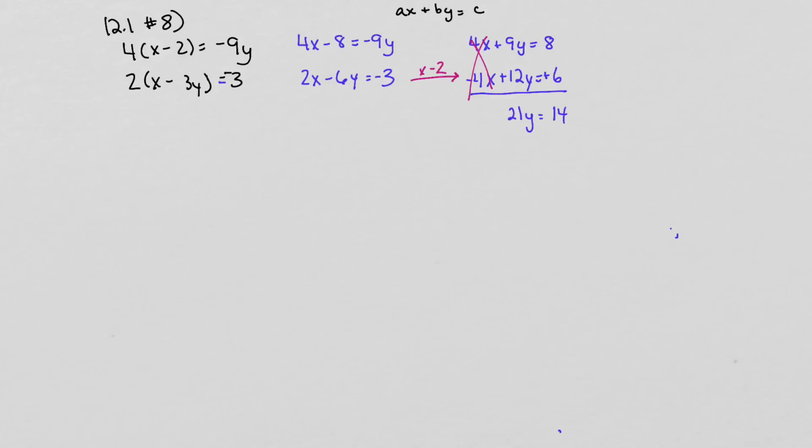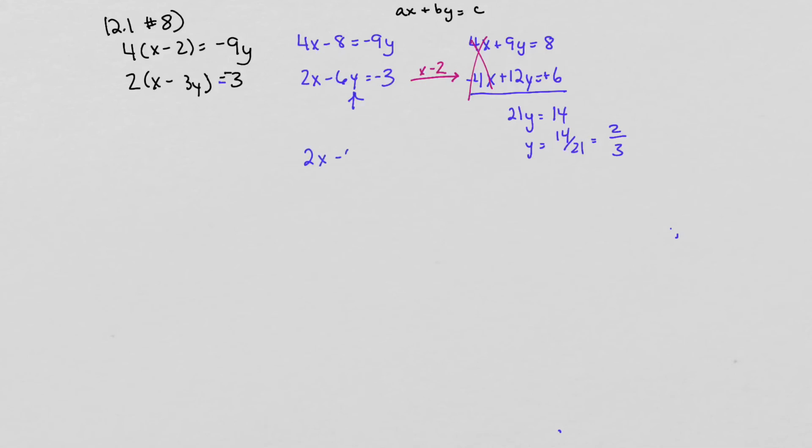So then we just divide both sides of the equation by 21. We have 14 21sts. That reduces by 7, 2/3. So y is 2/3. You can pick any of these equations to plug the y into. I think I'll just plug it in right here.